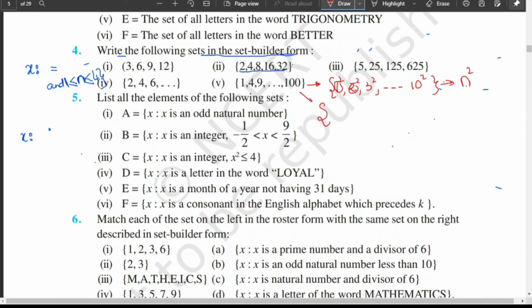It is this one, x, the element is x such that x belongs to, okay, x is equal to n square. And what is n? N belongs to natural number because we are starting from 1. And condition, what should be n value? N value should be greater than equal to 1, and less than equal to 10. By this I hope you have understood the set builder form.